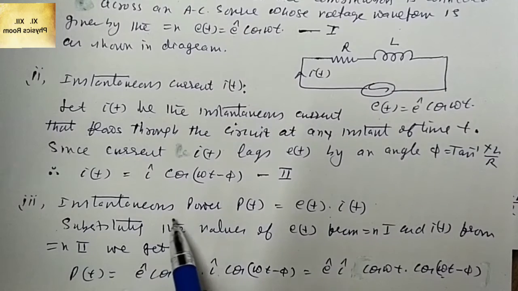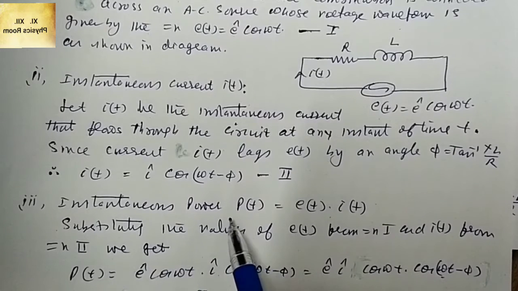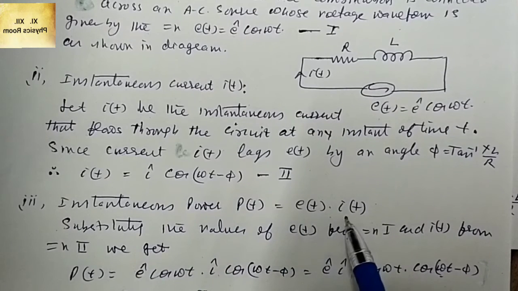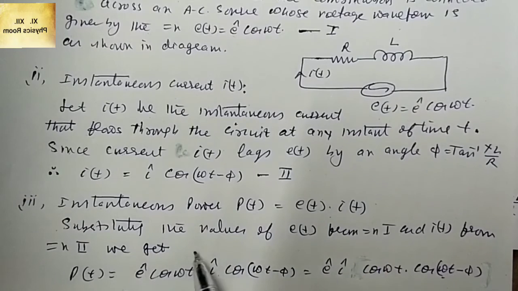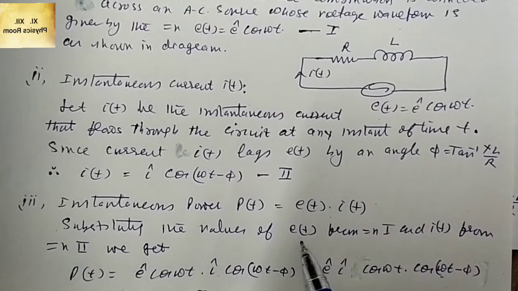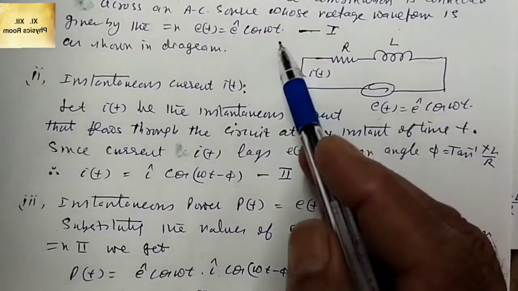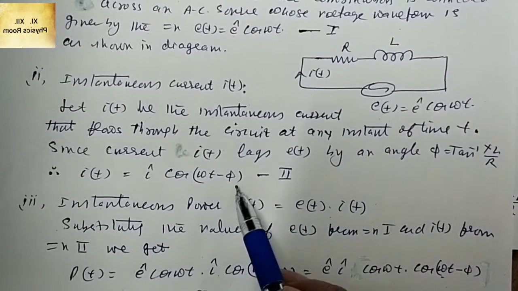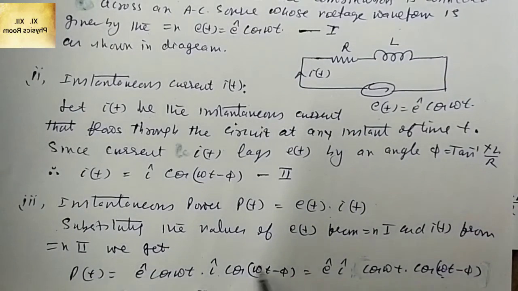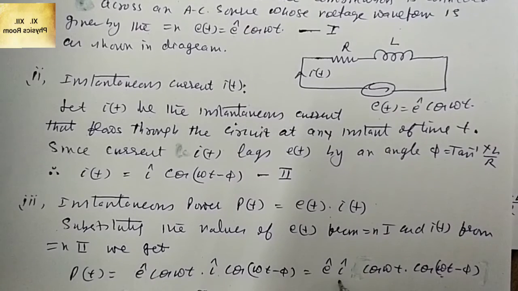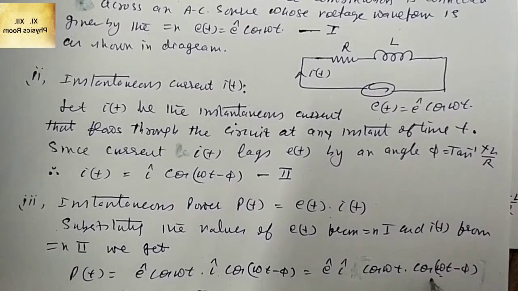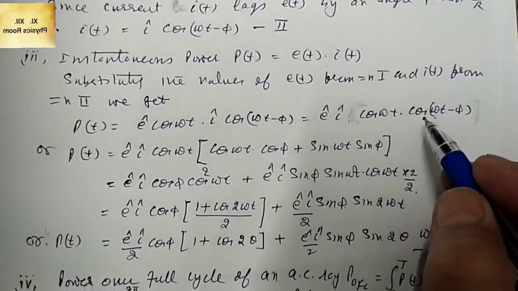Third step, we take up instantaneous power. p(t) is equal to e(t) into i(t). Now substituting the value of e(t) from equation 1 and i(t) from equation 2, we get p(t) is equal to E max cos omega t, I max cos (omega t minus phi), or E max I max cos omega t into cos (omega t minus phi).